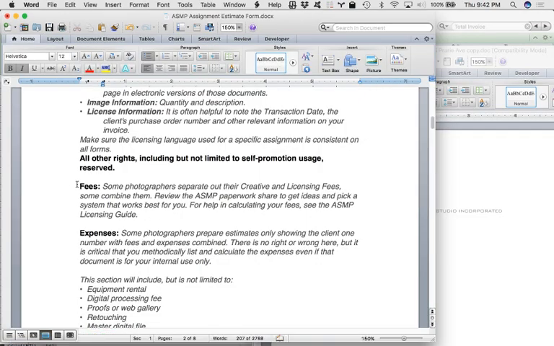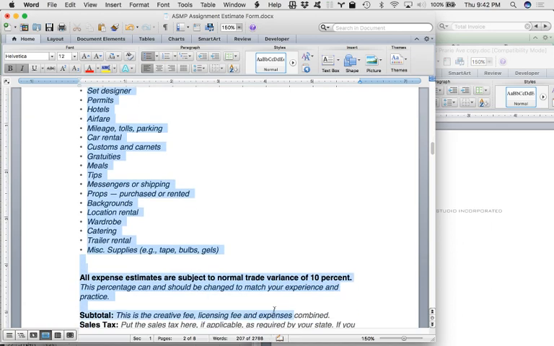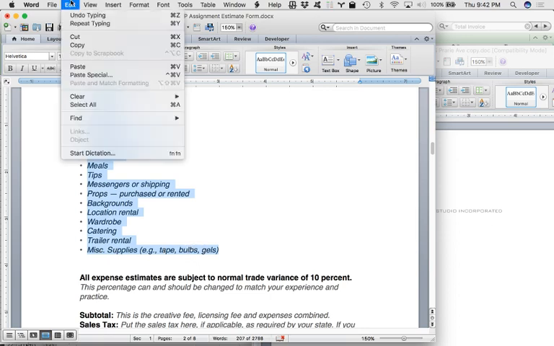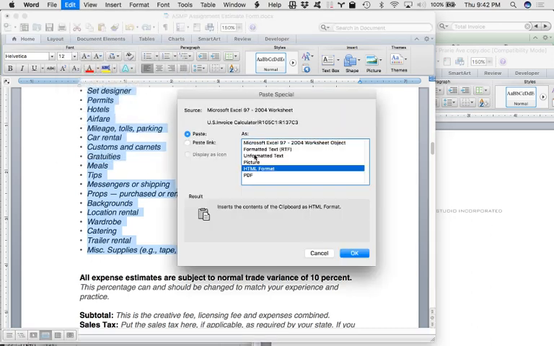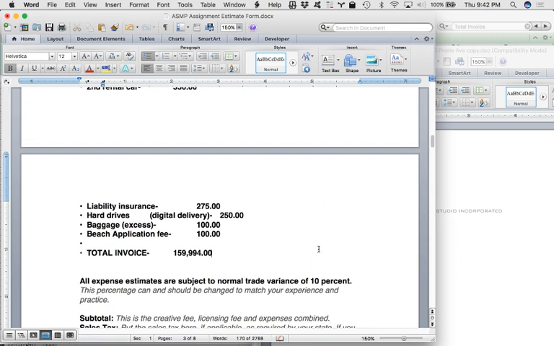In the Word document, I would not separate this part out. So this is just all that whole language, everything in here. I'm going to click on the top, select everything, and go all the way down. This is just giving you a list of what you could possibly put in there. I'm going to stop down here at the end part of it all. You can see what they're calling miscellaneous supplies would be tape, bulbs, gels, other stuff like that. I'm going to do a paste, and I don't get a paste formatting here, but I do get a paste special. So pick paste special, and then you want to do unformatted text. Otherwise, it puts the spreadsheet in there for you instead.